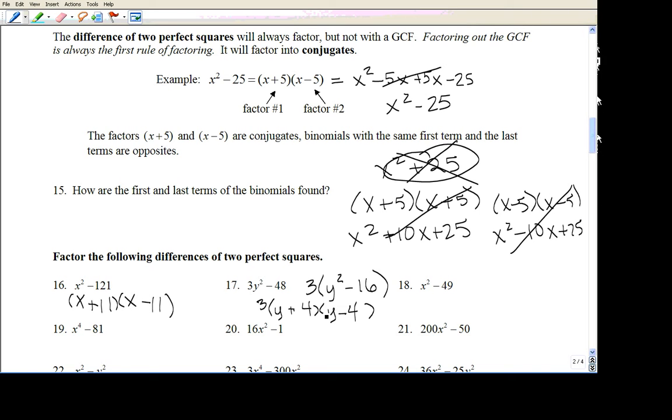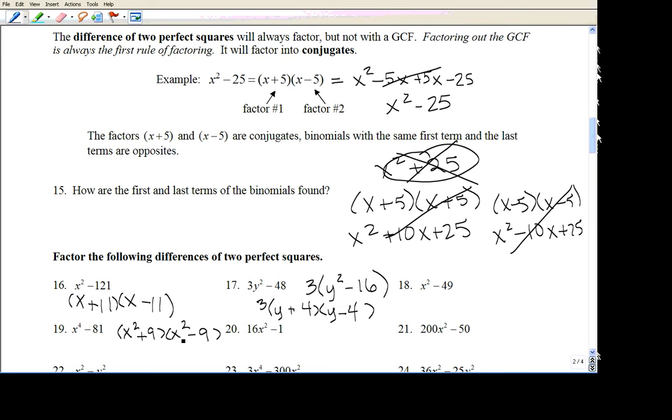And one more example. Let's look at number 19. We have x to the 4th minus 81. There isn't a greatest common factor to take out, but we already have a difference of perfect squares. So the square root of x to the 4th is x squared. The square root of 81 is 9. And then we need to have opposite signs.